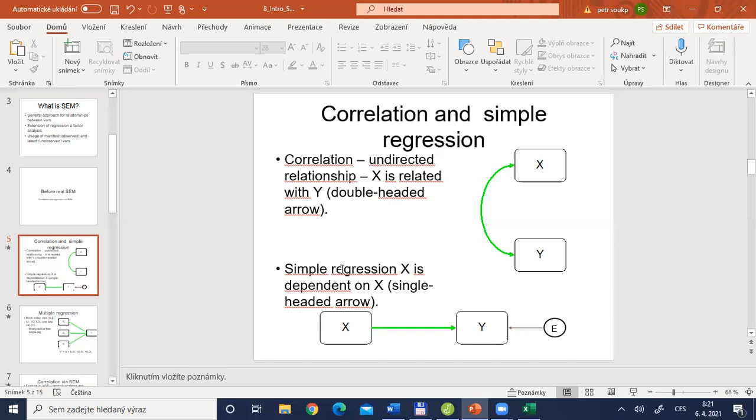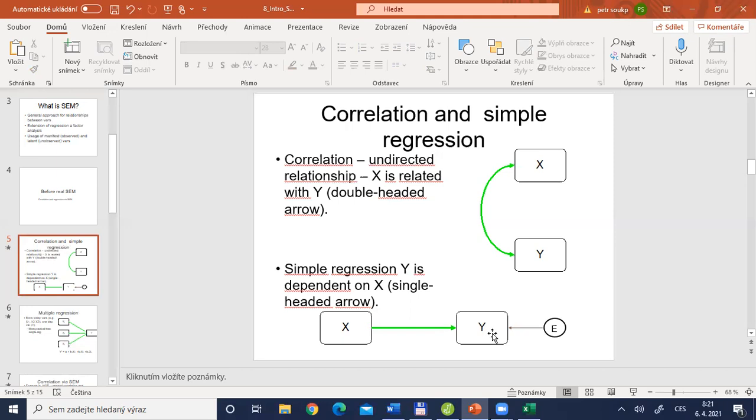Let's go to the second model, which is very, very close to correlation, and it is simple regression. You can see we have here also X and Y, both in rectangles, but there is a single-headed arrow. Only from X I am going to Y. So it means that X is independent and Y is dependent. Sorry for this typo, of course Y is dependent, X should be correct. So here is the relationship.